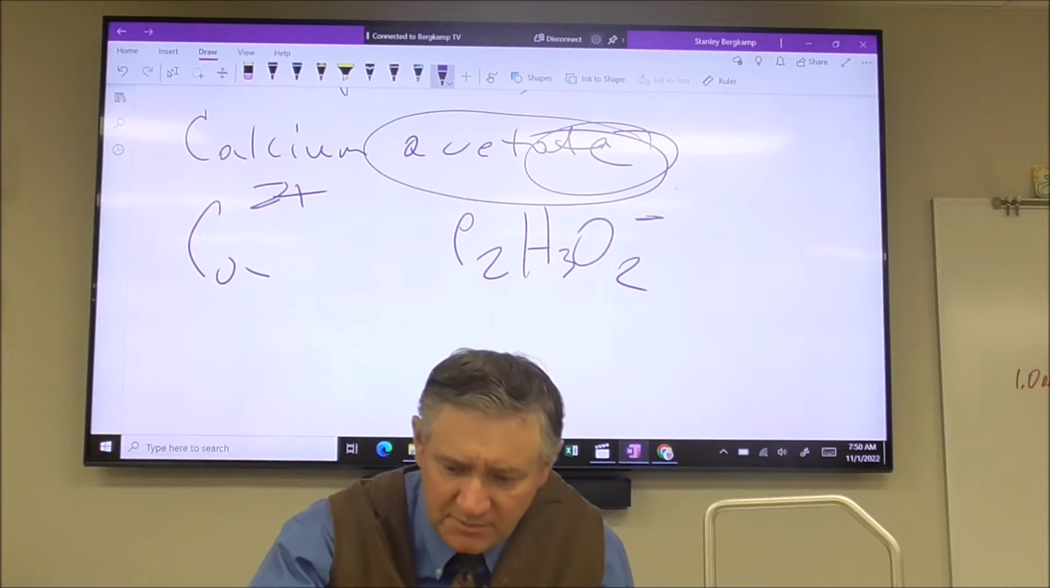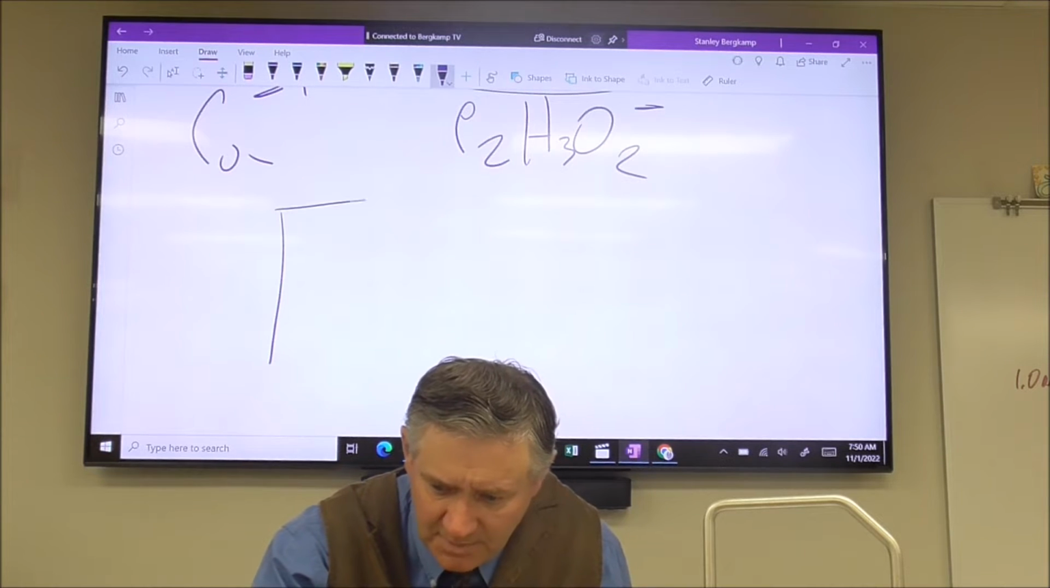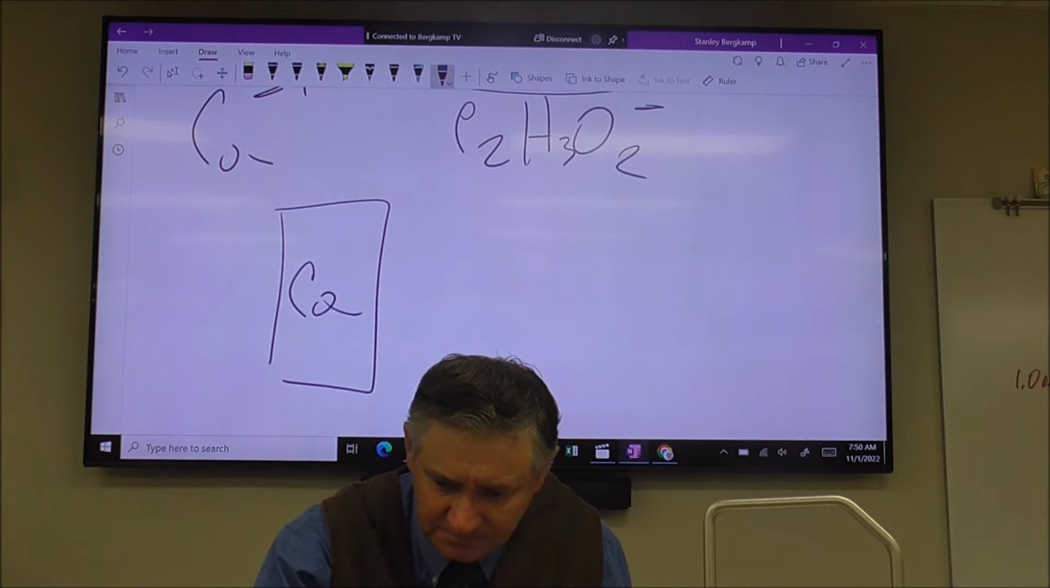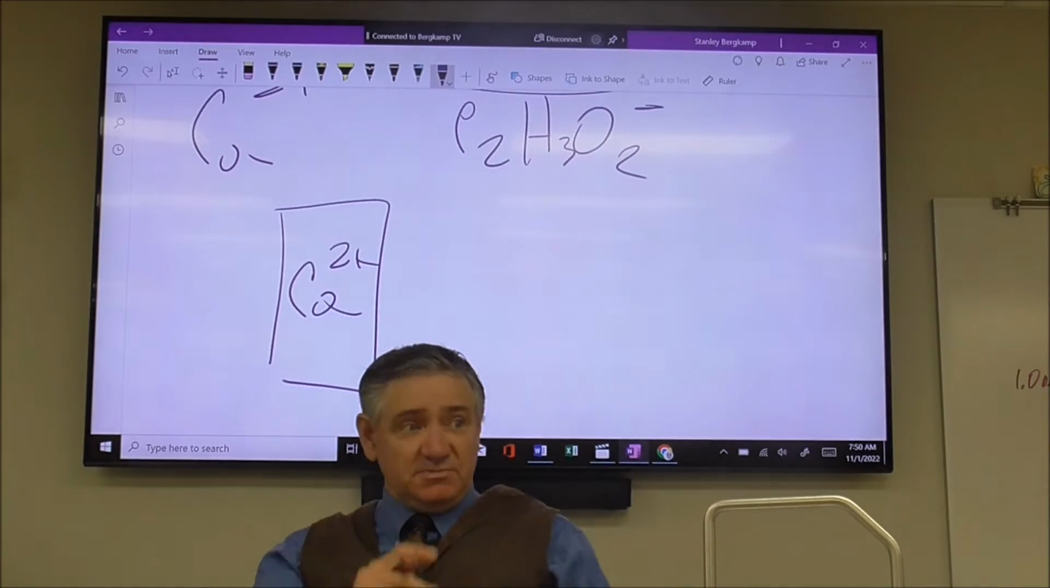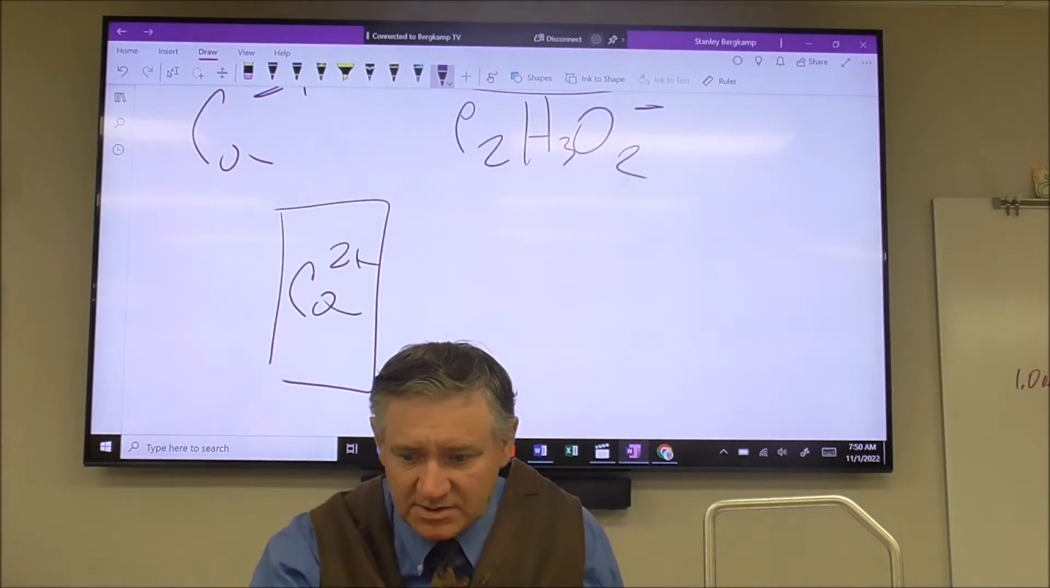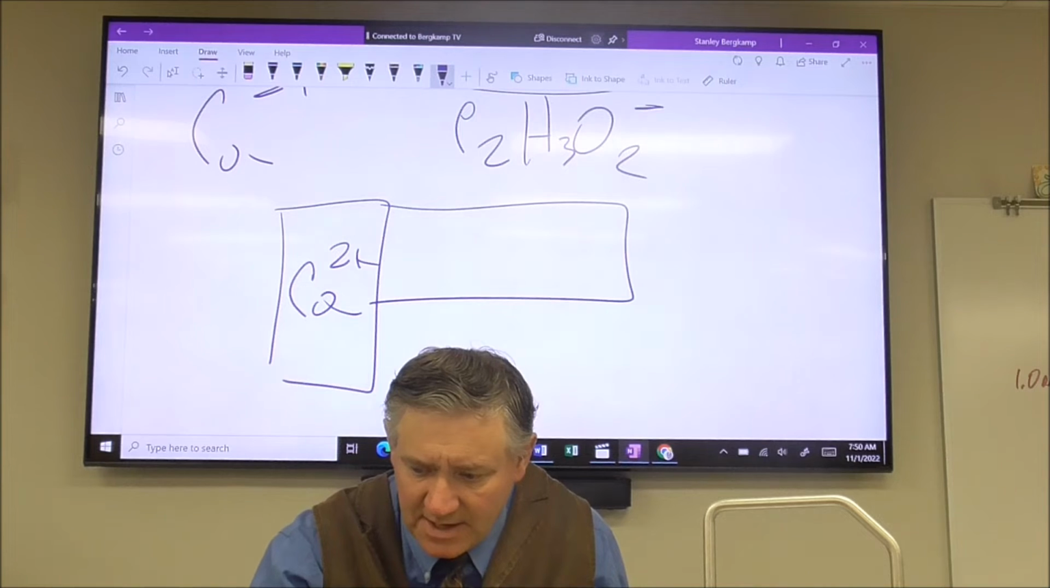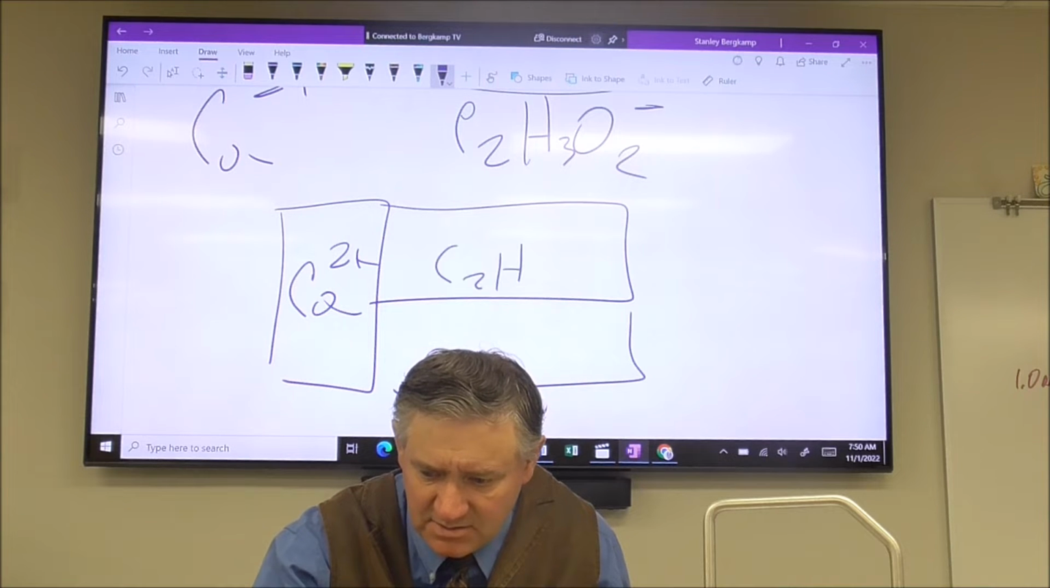So when you go to build this, you're going to have that bigger box of calcium, which is 2 plus, which means it's looking to give away 2 electrons. And then you're going to have that acetate, C2H3O2, okay?